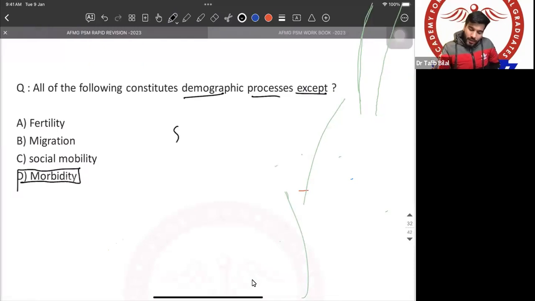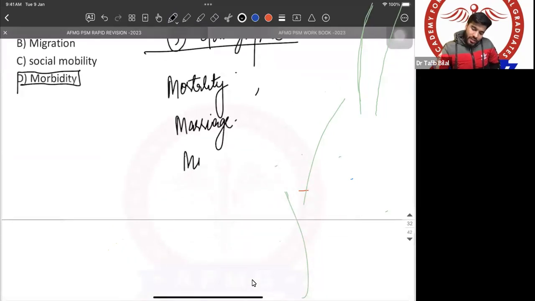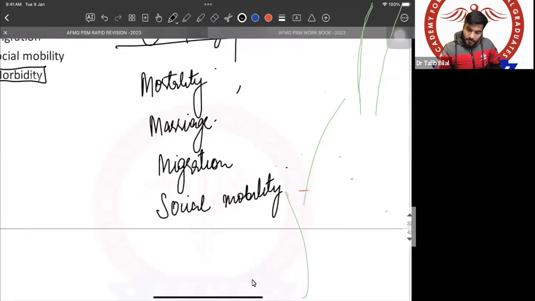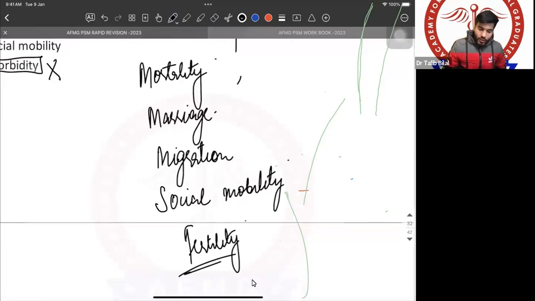So what are the 5 demographic processes? You have mortality. You have marriage. You have migration. You have social mobility. And the last one, you have fertility. These are the 5 demographic processes, but morbidity is not mentioned.